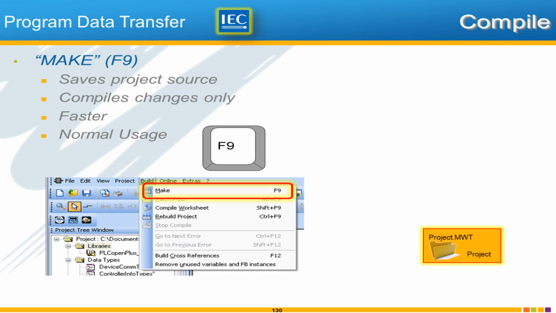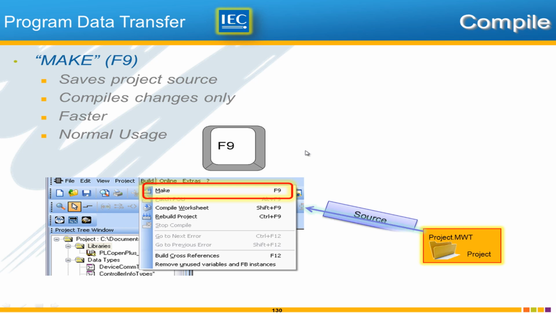Let's start off by looking at the make key, the F9 make key. What is that doing? I think we've mentioned it. Let's look at it in detail. Make does a few things. It first saves the project source, but it compiles the changes only. And the reason it does this is because it's faster than to compile the entire project every time. So make is normally what you'll do if you're planning to restart the controller after downloading. You'd start with a make, and so we're calling this the normal usage.